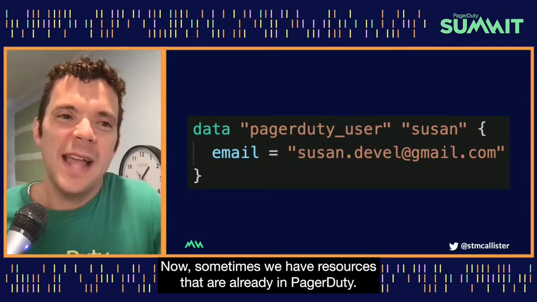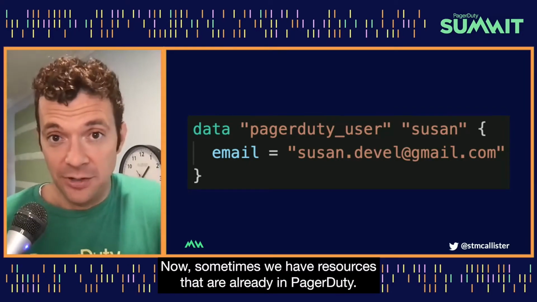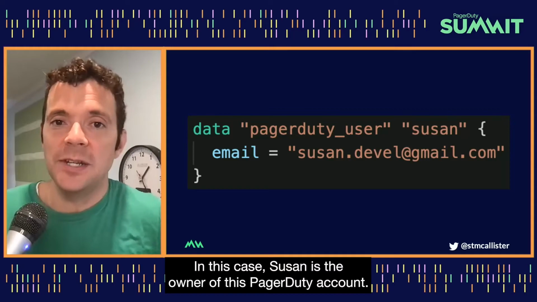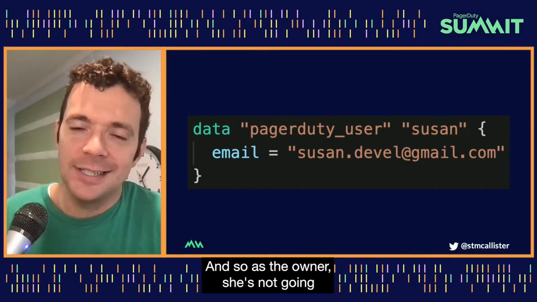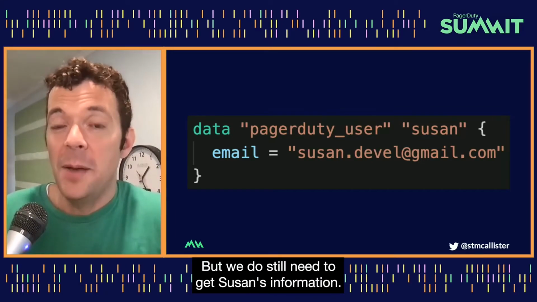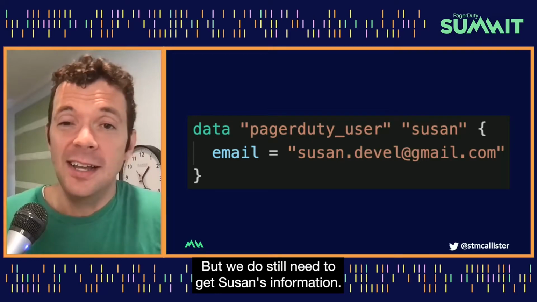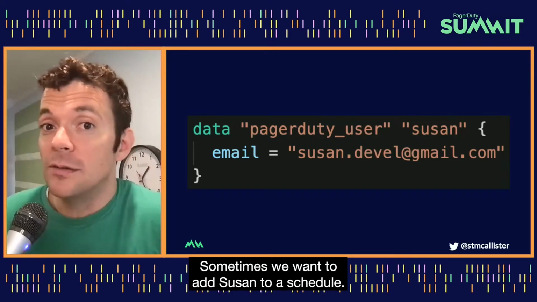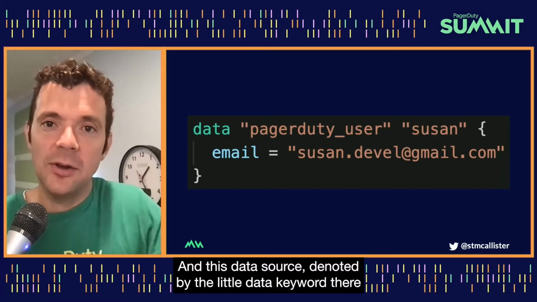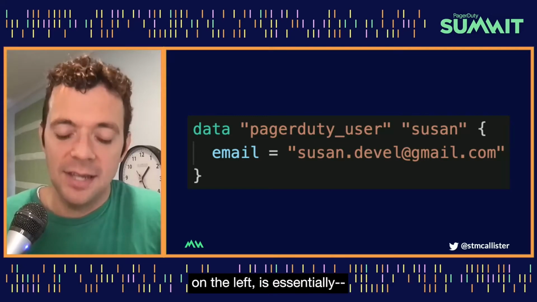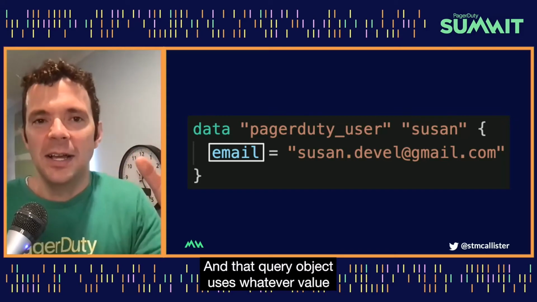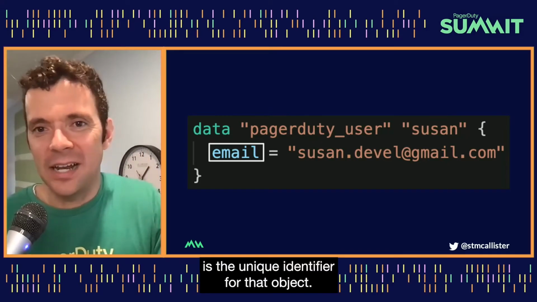Now, sometimes we have resources that are already in PagerDuty, right? In this case, Susan is the owner of this PagerDuty account. And so as the owner, she's not going to be added to the account through the API or through Terraform. But we do still need to get Susan's information. Sometimes we want to add Susan to a schedule. And so what we need to use is what's called a data source. And this data source, denoted by the little data keyword there on the left, I think of them as a query object. And that query object uses whatever value is the unique identifier for that object.